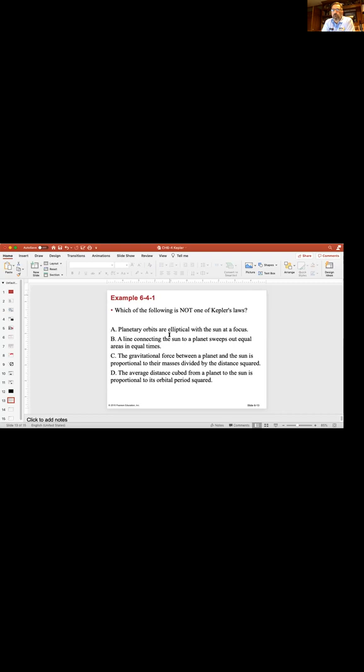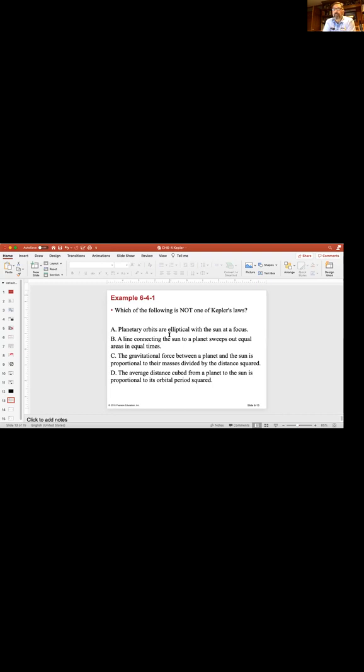Most of the orbits are close to circular, which is a special case of an ellipse. But the center object, in the case of planets the sun, in the case of a satellite going around the Earth, like the moon or any of these communication satellites we're talking about, the center planet has to be at one of the ellipse's focus points. Okay. A line connecting the sun to a planet sweeps out equal area in each equal time.